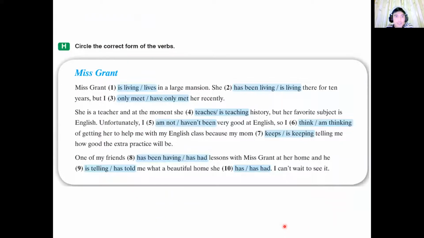Okay, next, let's try to circle the correct form of the verbs in this passage. Miss Grant is living or lives in a large mansion. Lives in a large mansion. She there for 10 years. She has been living there for 10 years. But I have only met her recently. Recently. She's a teacher and at the moment she is teaching history. But her favorite subject is English.